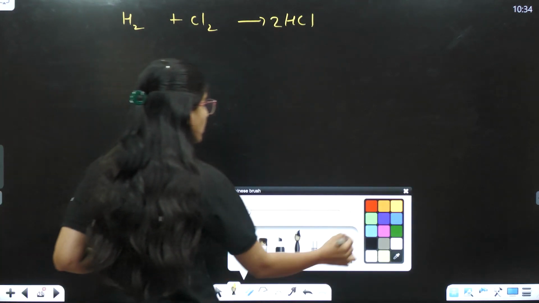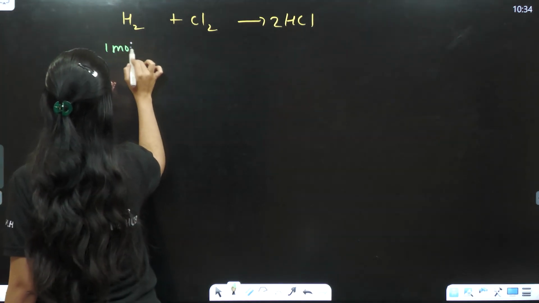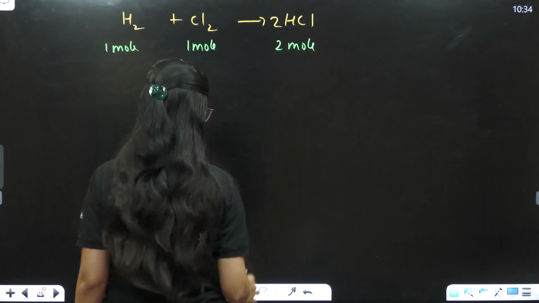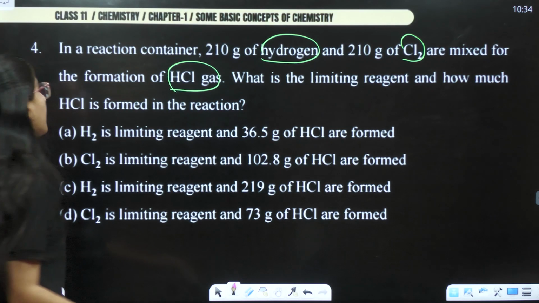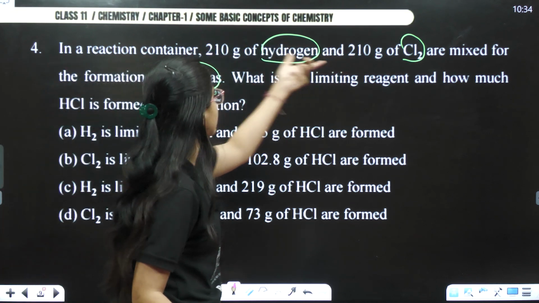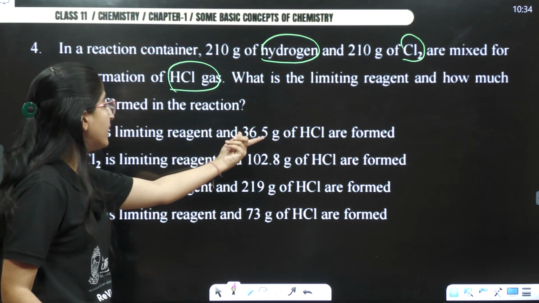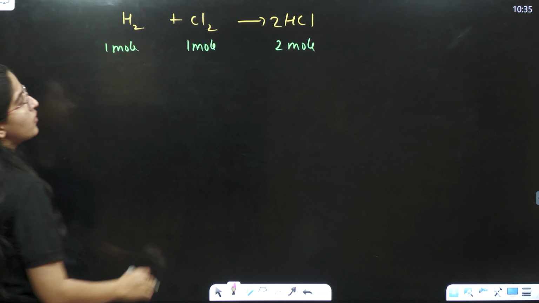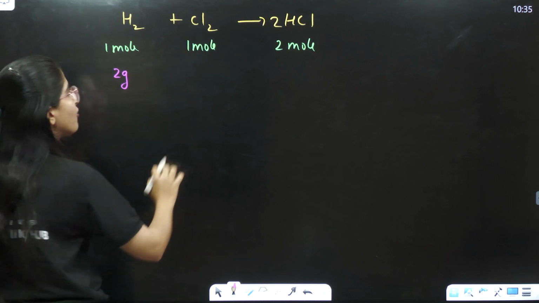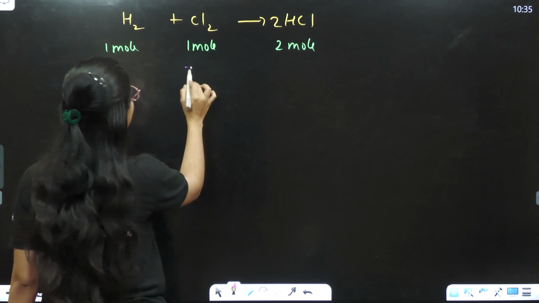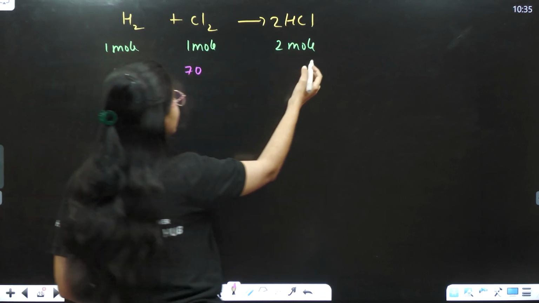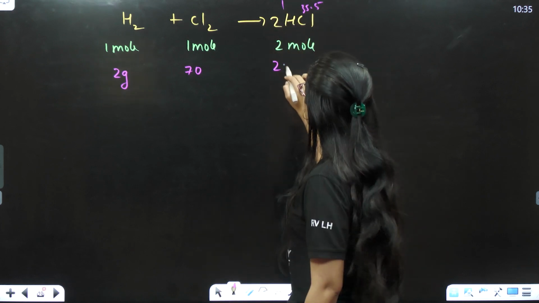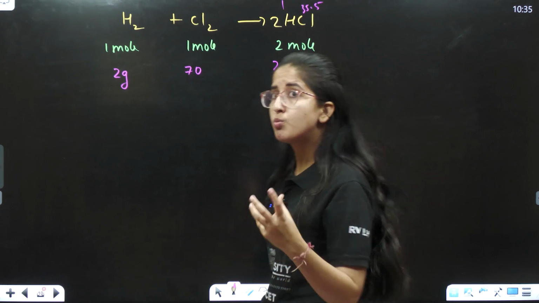Now see here, you can clearly see 1 mole of hydrogen requires 1 mole of chlorine and gives 2 moles of HCl. Let us convert to grams because it will be easier for us, as the given options are in grams and the production of HCl is also given in grams. Clear? 1 mole of hydrogen gas is nothing but 2 grams. 1 mole of chlorine is 35.5 into 2, that is 70. And 2 moles of HCl is 2 into 36.5, that is 73, because 2 moles are there.